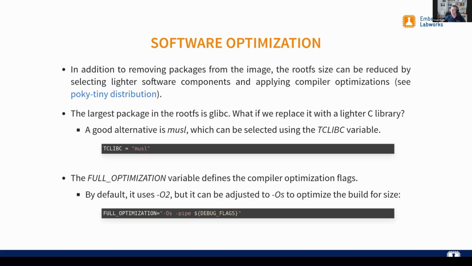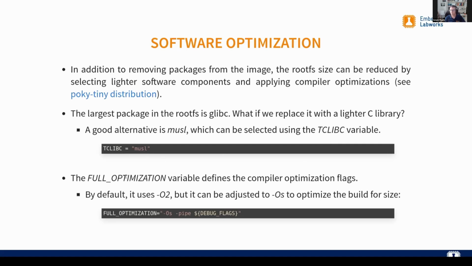So you can also optimize the size of the root file system by optimizing the software that you have there. By that, I mean you can replace software with lighter implementations, or you can also rebuild software with a focus on size optimization, right? If you look at Poky-Tiny, it's another reference distribution provided by Yocto. You can see some examples of doing that, and that's basically what I'm doing here.